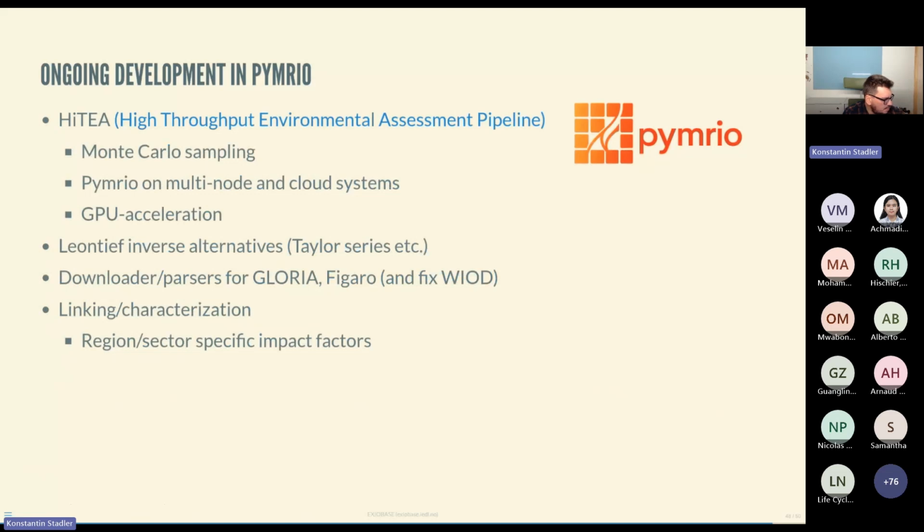The next steps for Pymrio is that we want to increase the computational possibilities. So we're looking into Monte Carlo sampling implemented in Pymrio with an easy method to parallelize this either on HPC clusters or on cloud computational instances. We're also looking into GPU acceleration and some more analysis methods, in particular for supply chains, which you do via Taylor series extension of the Leontief inverse.